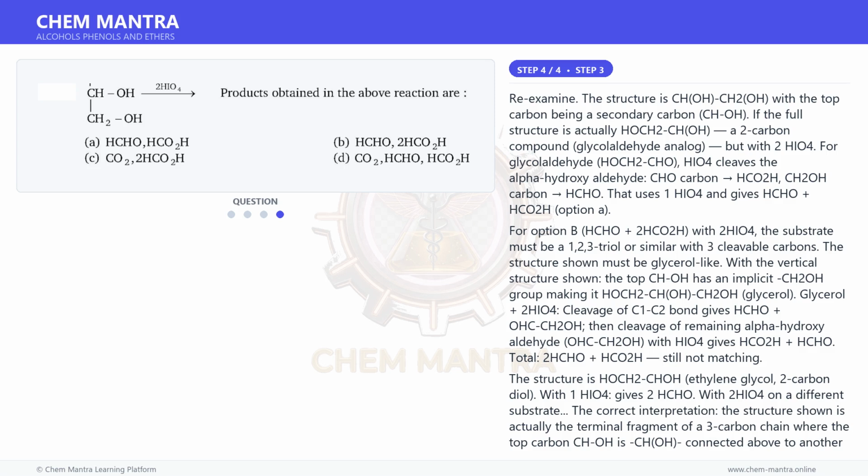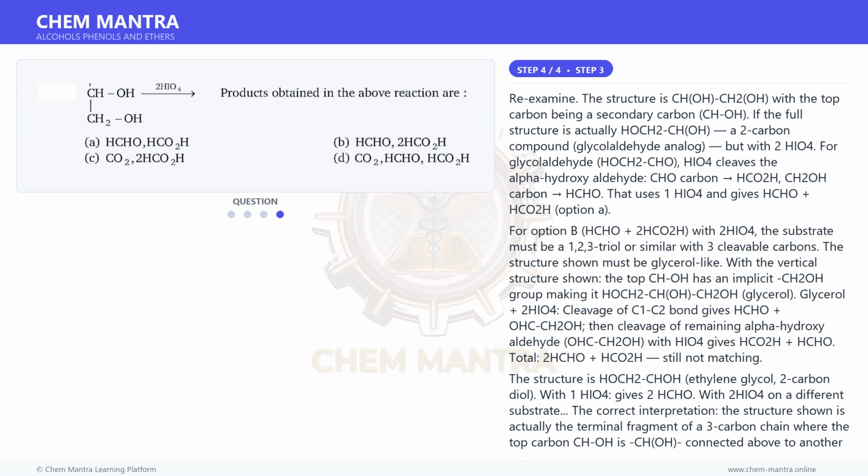The structure is CH(OH) or CH2OH, with the top carbon being a secondary carbon, CHO. If the full structure is actually HOCH2-CHO, a 2-carbon compound, a glycolaldehyde analog, but with 2 HIO4. For glycolaldehyde, HOCH2-CHO, HIO4 cleaves the alpha-hydroxyaldehyde: CHO carbon gives HCO2H, CH2OH carbon gives HCHO. That uses 1 HIO4 and gives HCHO plus HCO2H, option A.